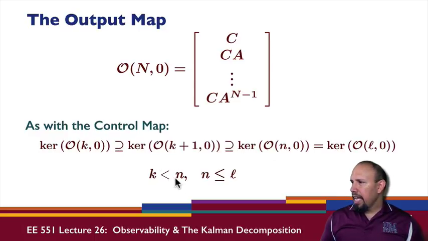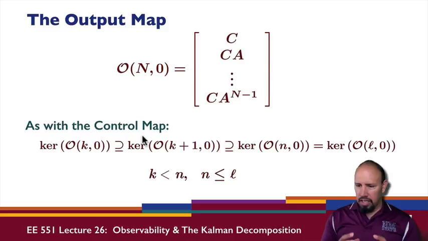So K, N, and L, where N is between K and L. The kernel of K contains the kernel of K plus 1. So as we increase K, the kernel decreases in general, in dimension, all the way until we get up to N, in which case the kernel no longer changes as we increase that index. So even though L is greater than N, the kernels are the same. The kernels nest, they become smaller and smaller, and eventually they become as small as possible.